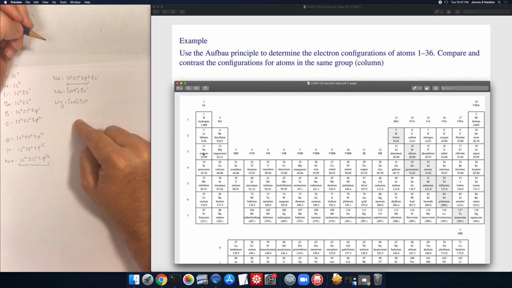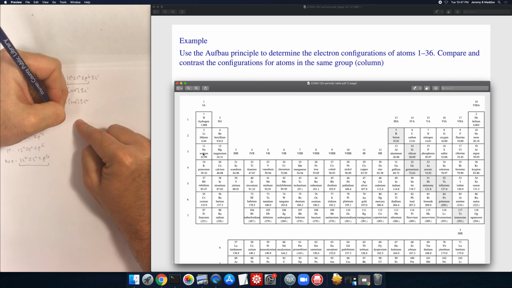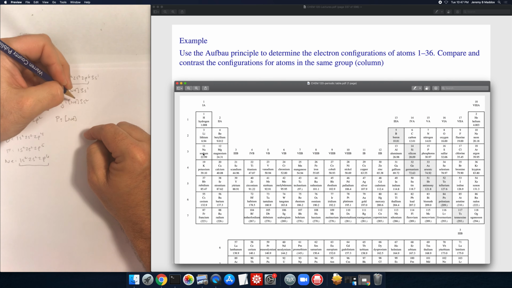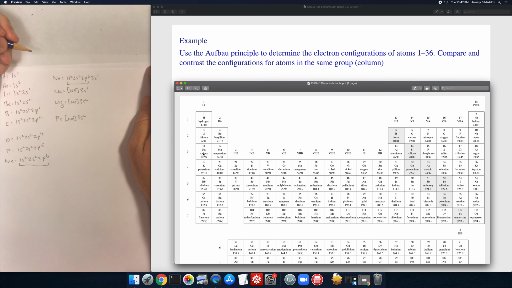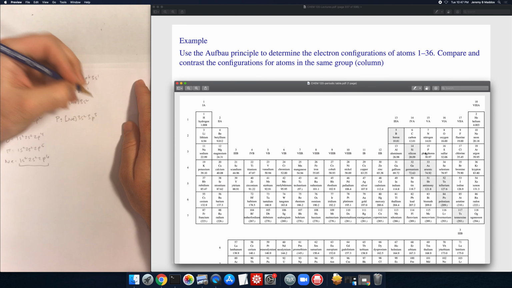Let's jump across the periodic table and do phosphorus. So phosphorus, I'm going to say, has a neon core. The 3s2 is filled, and then we have 1, 2, 3 p electrons, so this would be 3p3.